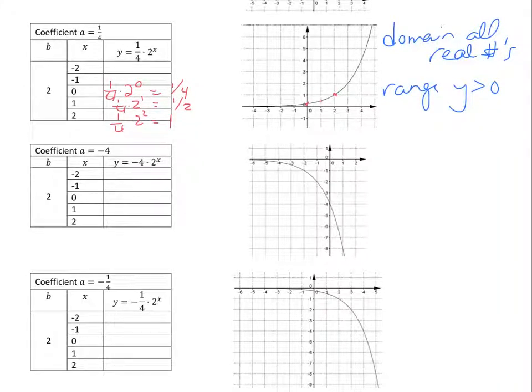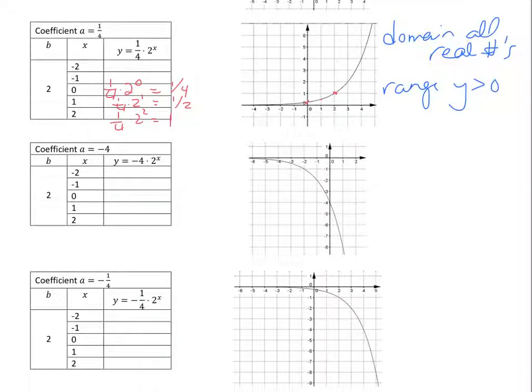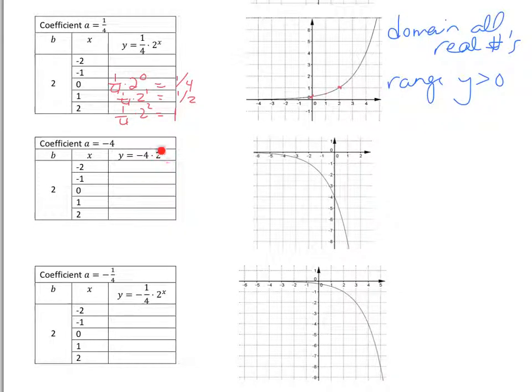Now let's take a look at the effect of negative coefficients. This is the only case where we can actually get negative outputs, and it's only because 2 to a power always yields a positive result, and we're just multiplying a positive number by a negative number. So again, let's look at the y-intercept. We've got negative 4 times 2 to the 0, which is negative 4 times 1, so our y-intercept would be (0, -4). And negative 4 times 2 to the 1 is negative 4 times 2, which is negative 8, and that would be here.